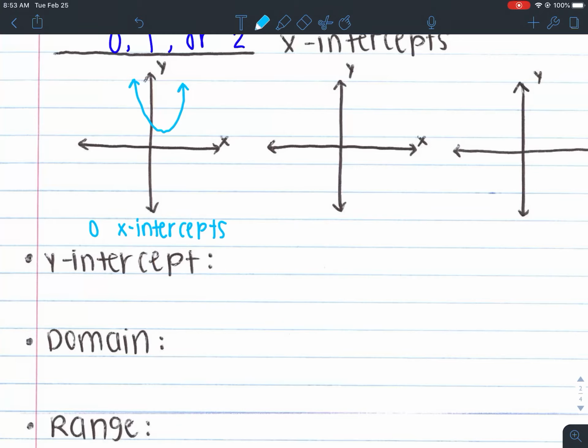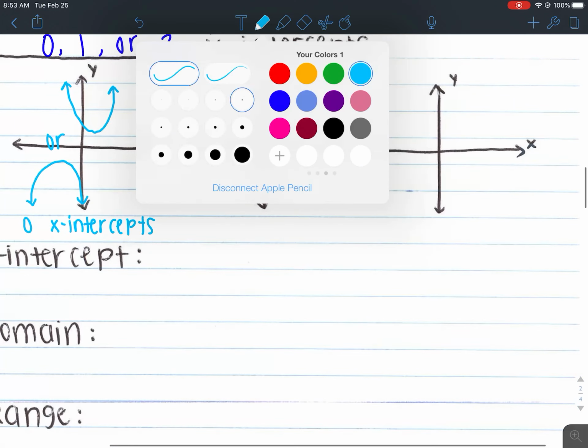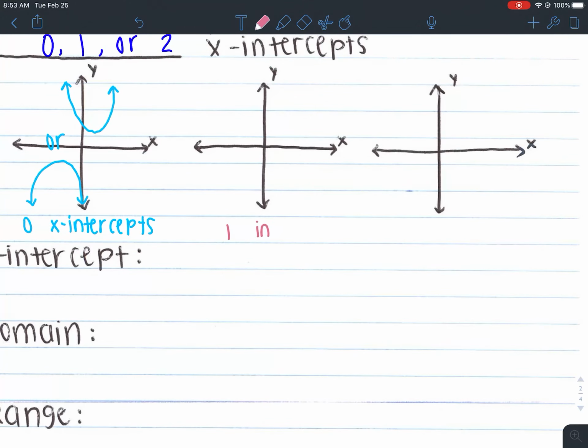Well, what's another way my parabola would have 0 x-intercepts? If it opened down like this and it never touches the x-axis. So there's 2 different ways that my graph could have 0 x-intercepts. Okay, so those are each a way. Well, what about 1 x-intercept?